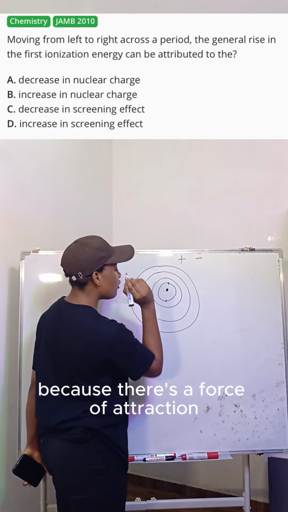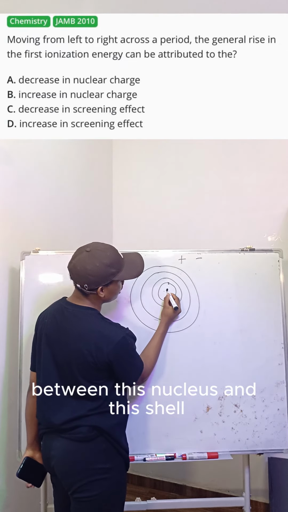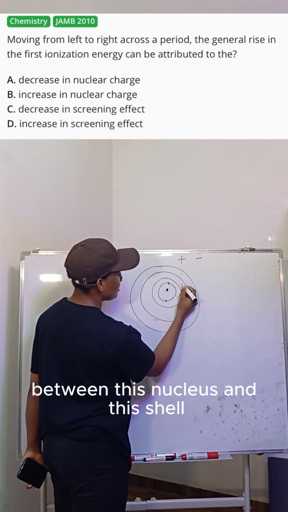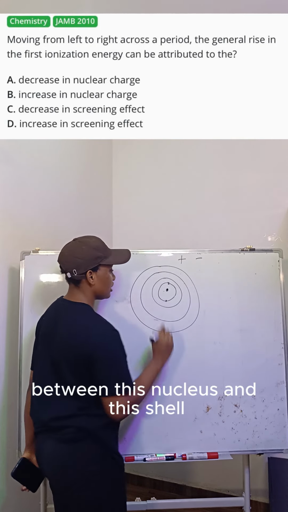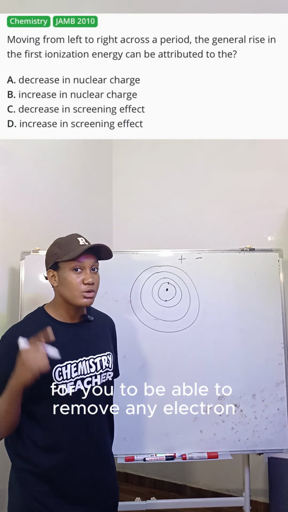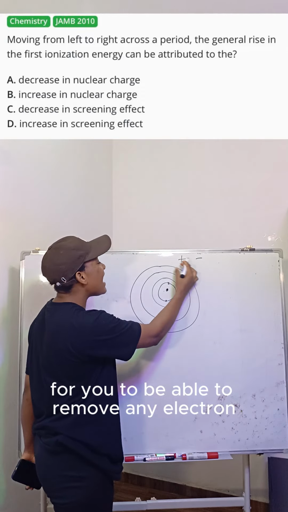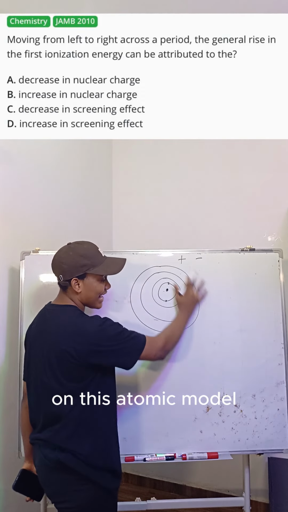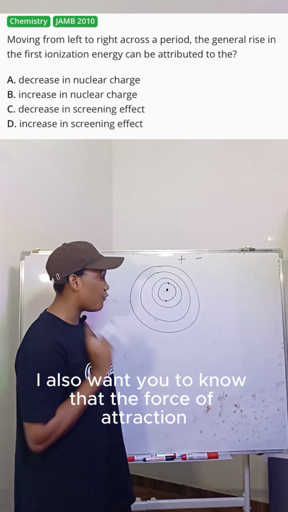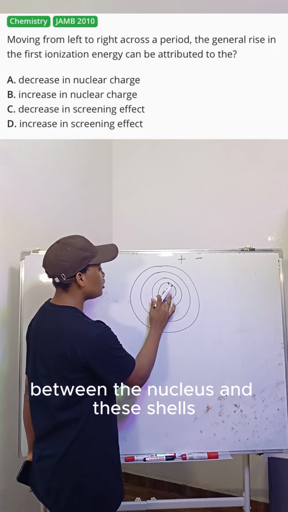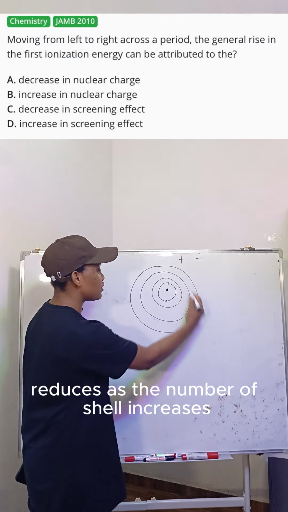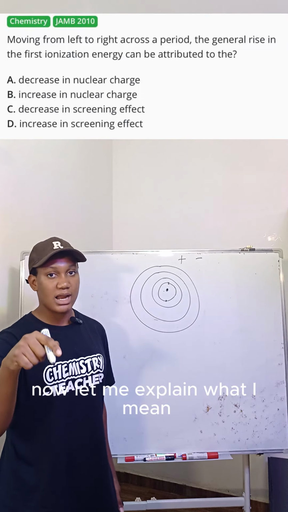Because there's a force of attraction between this nucleus and this shell, and this shell, and this shell, you would need some kind of energy to be able to remove any electron from this atomic model. I also want you to know that the force of attraction between the nucleus and these shells reduces as the number of shells increases. Let me explain what I mean.